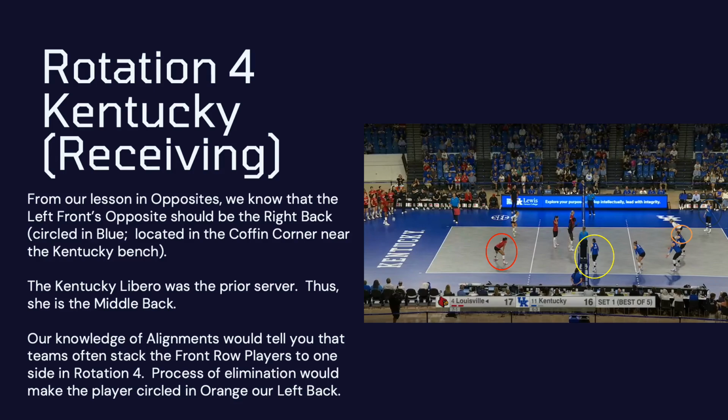Our knowledge of alignments would tell you that teams often stack the front row players to one side in rotation 4. And if we do process of elimination, that would make the player circled in orange our left back.